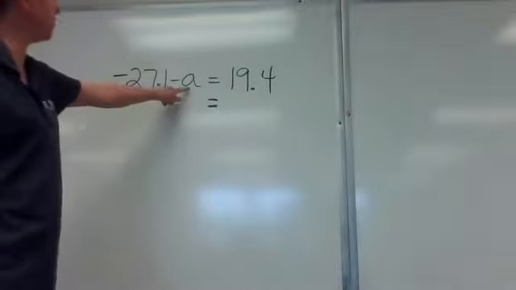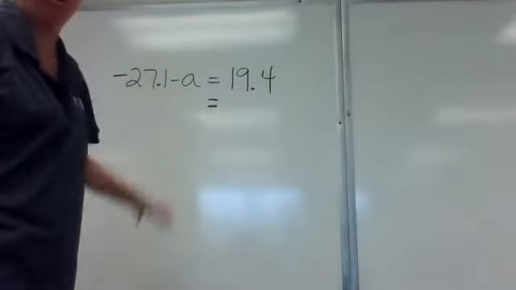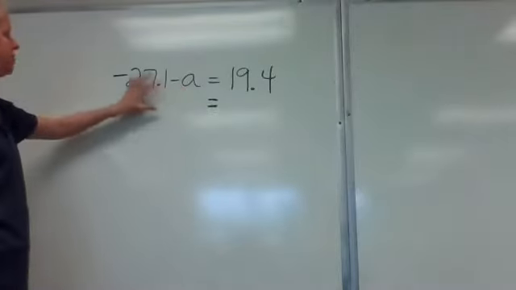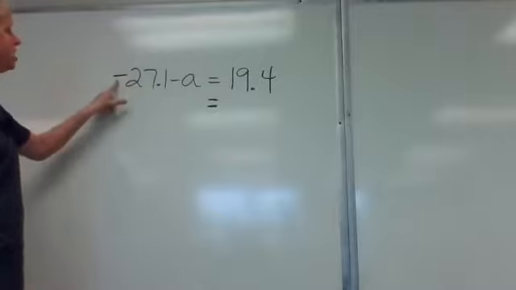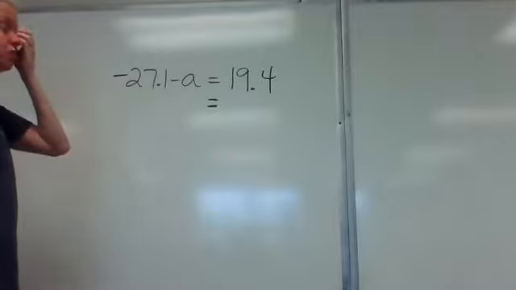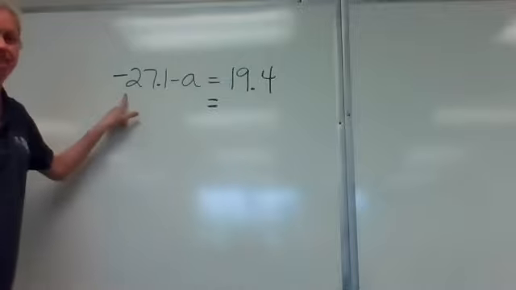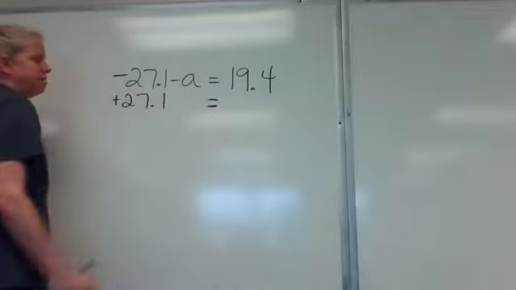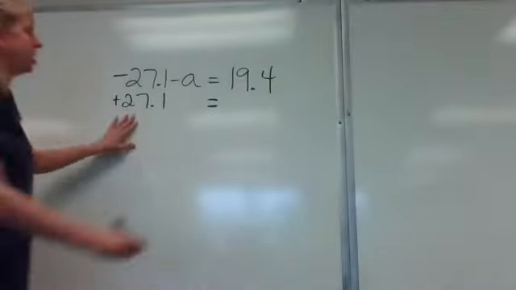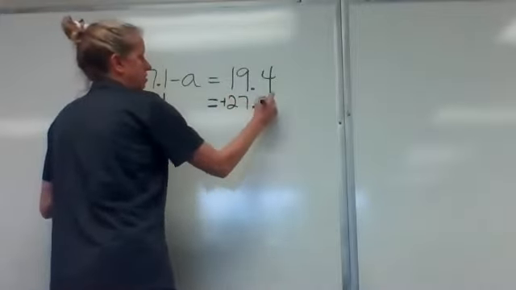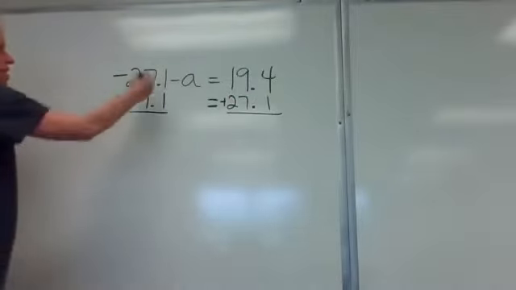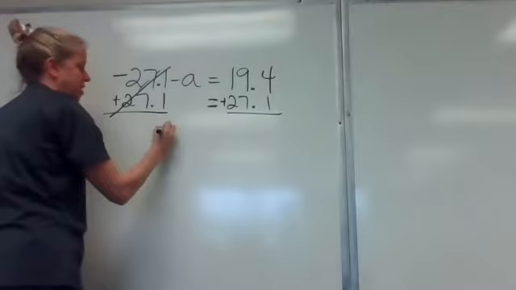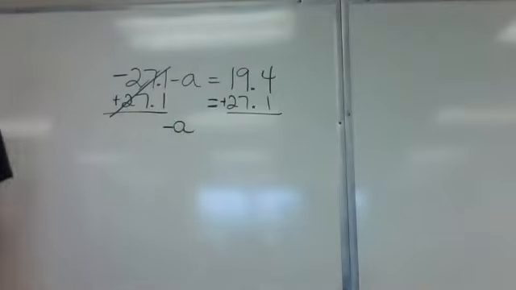So remember, if we're solving for this A, we want to remove everything that's on the side of that A. The first thing you need to get rid of is this negative 27.1, or that minus 27.1. So I'm going to do the opposite of that to knock it out. I'm going to add 27.1. If I do it to the left, I have to do it to the right. So that gets rid of this part, but I still have negative A. Don't forget to bring down that negative sign. It's going to make a difference.